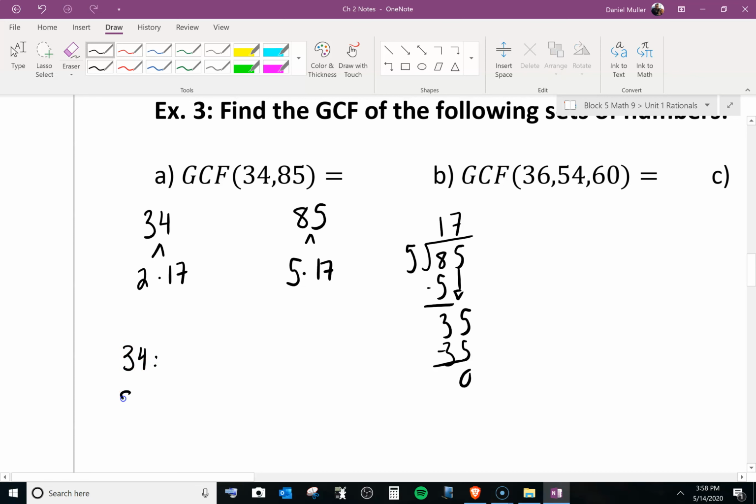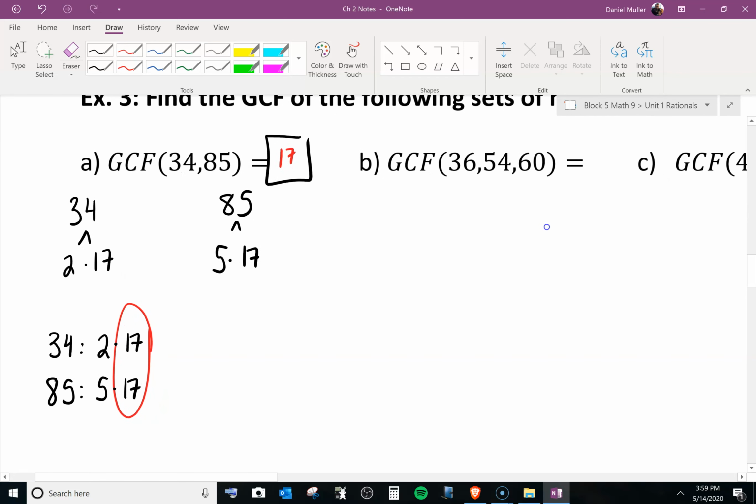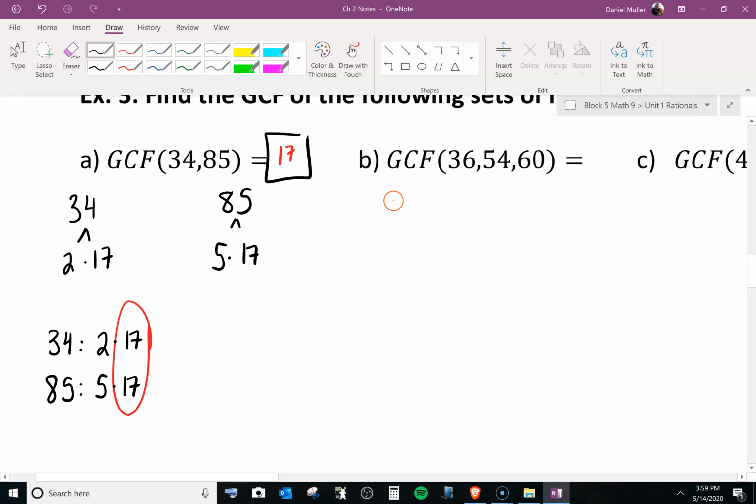34, I'll also list these out, and 85. 34 was 2 times 17, and 85 was 5 times 17. And we want to circle some pairs. Well, there's only a pair, and so the greatest common factor must be 17. Okay, so what about B? Well, it's really not that much different.